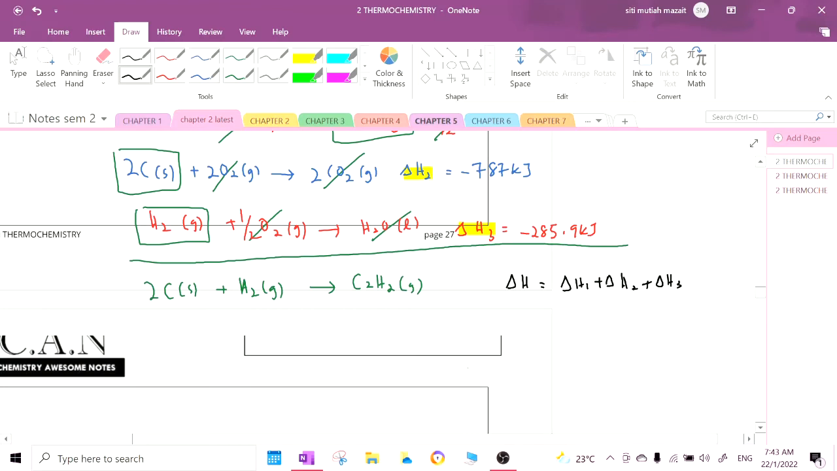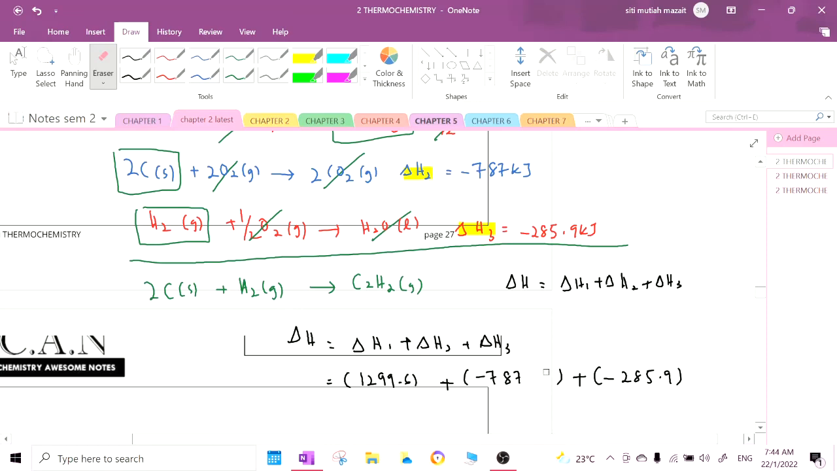Okay, bila you total up this one, so you akan buat macam mana? Oh, ini saya tambah lagi sekali. Okay, sebenarnya you letak kat bawah terus pun boleh je, tak ada masalah. Okay, so you letakkan, so you masukkan dia punya value dia. Okay, tambah, okay, make sure negative 787 kilojoule. Okay, lepas tu tambah lagi satu lagi, negative 285.9.